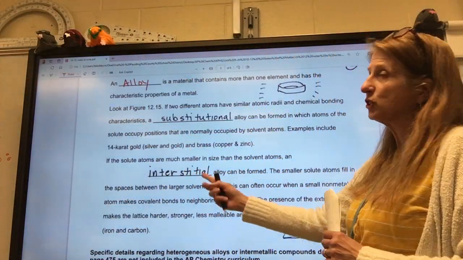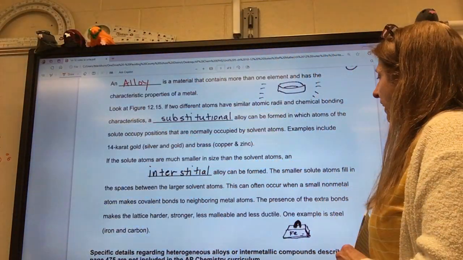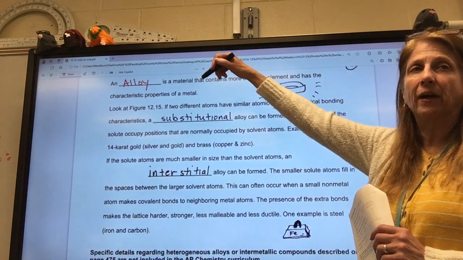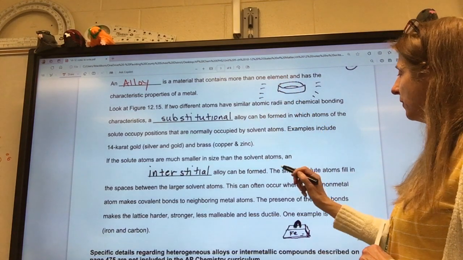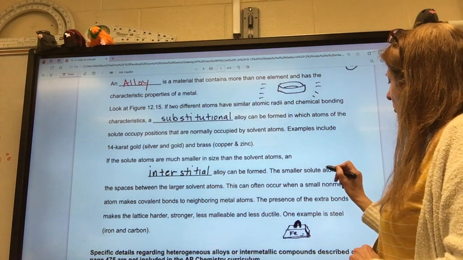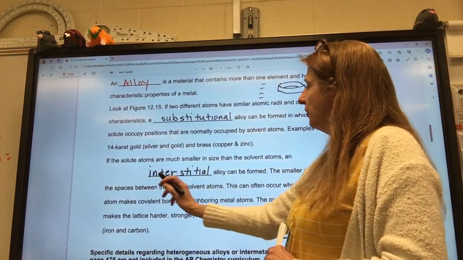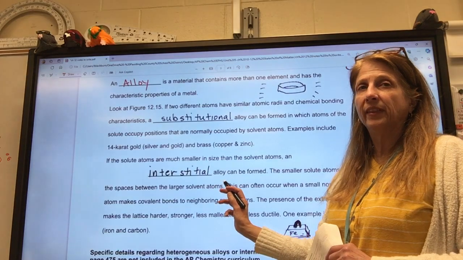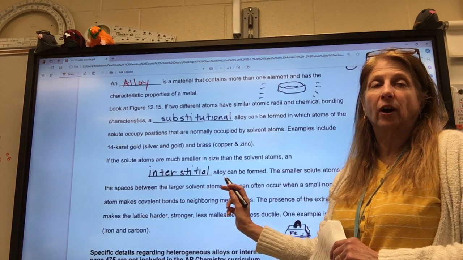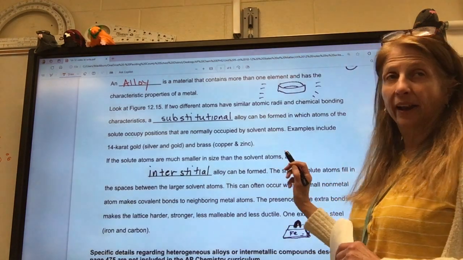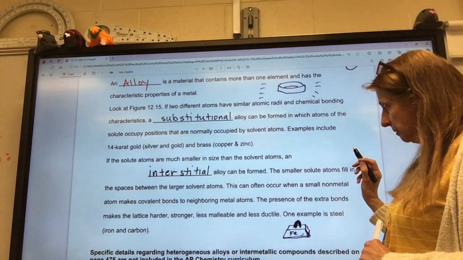And that's our next one. Interstitial alloys, that's fun to say, can be formed. This time the atoms are not the same size. You have a small atom and a big atom. So the smaller solute atoms fill the spaces between the larger solvent atoms. With this one, the one with the bigger atoms is considered the solvent. The one with little atoms is called the solute.